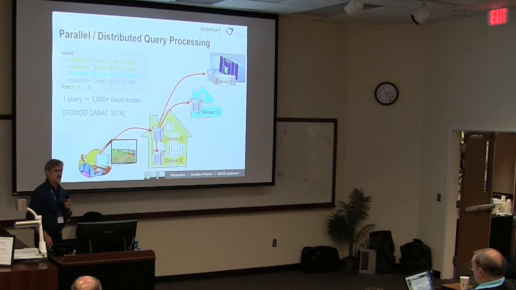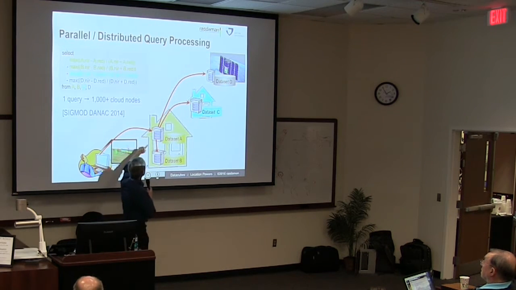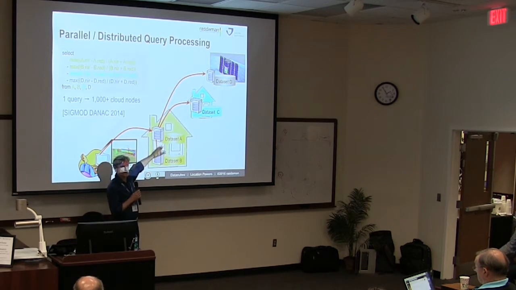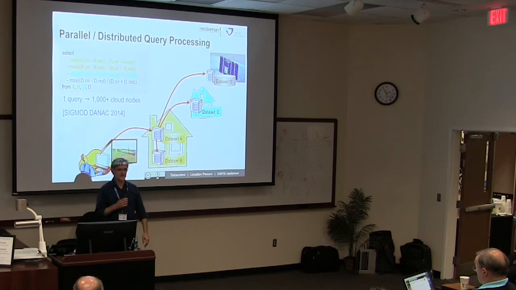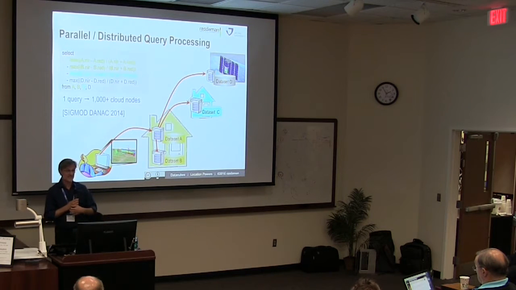So, now we have a query, but we don't have the data. So, we send the query to server A that happens to have dataset A. And dataset B is not that difficult. It's sitting in the same cloud. So, I can ask my fellow. But dataset C actually is sitting in a different data center.